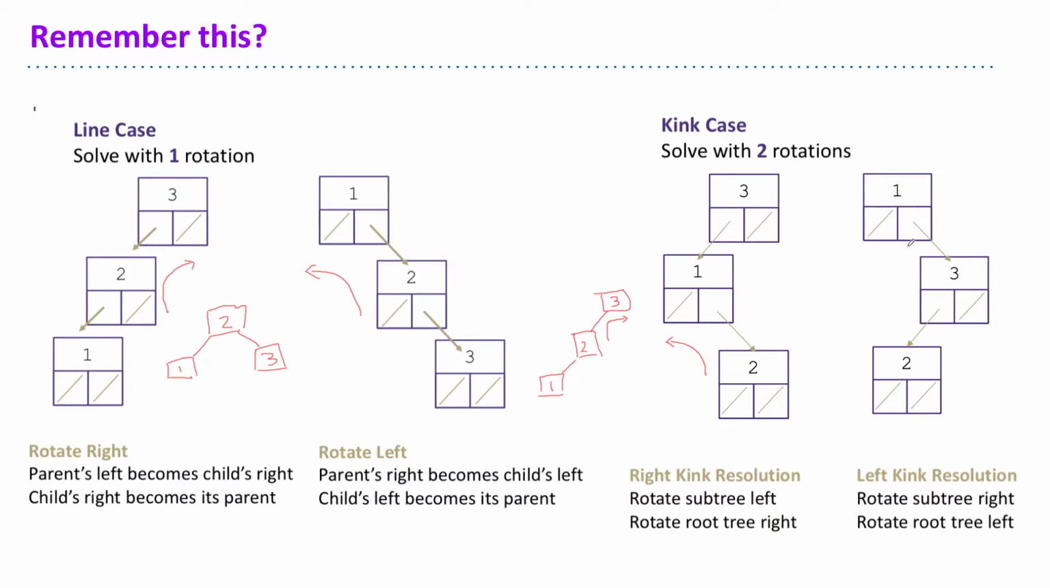Left kink resolution is also kind of like the same thing, but kind of backwards. The first thing that we need to do for left kink resolution is to rotate right on this 3. So we're going to drag the 2 up to where the 3 is. Our tree is going to look like 1, 2, and then 3. So 3 becomes the right child of 2. And then after we get this tree, we're going to do a left rotation, which is going to be the same as this image over here.